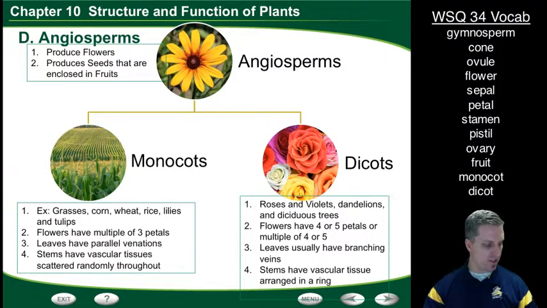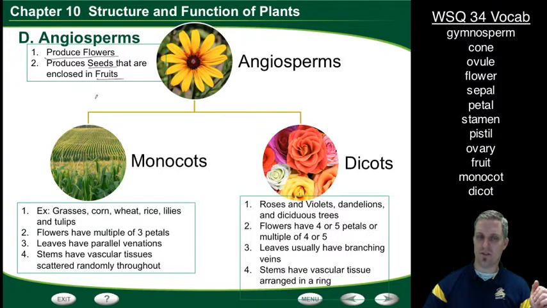So gymnosperms, as we said, are that first class or first example of our seed vascular plants. The second group are angiosperms. Angiosperms, as we know, the word itself actually means covered seed. Angiosperms have two big parts to them, two functions. They produce flowers, and they produce seeds that are enclosed in fruits.